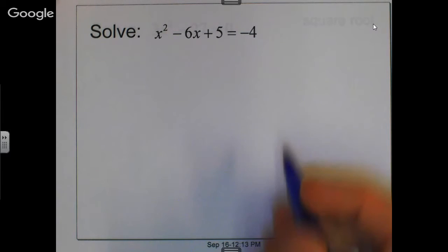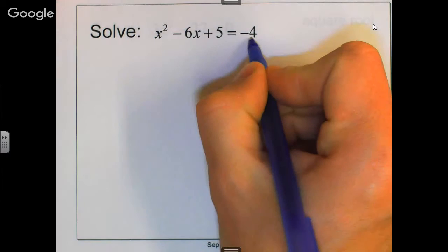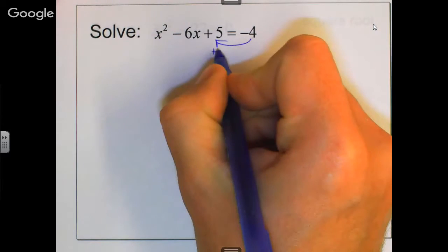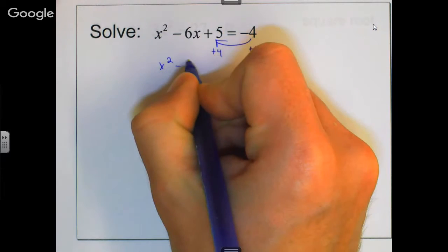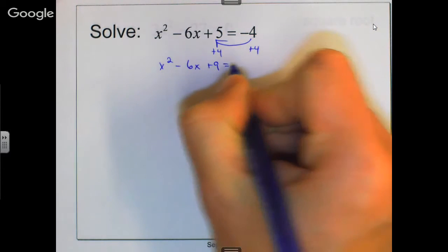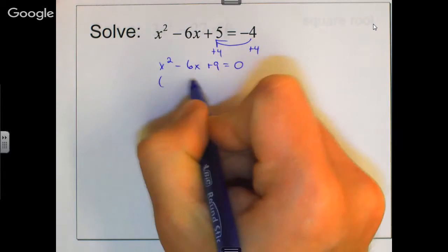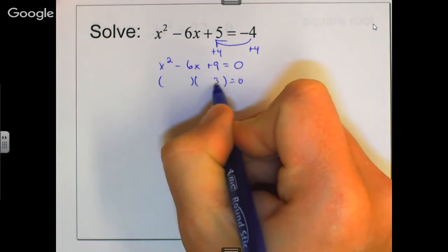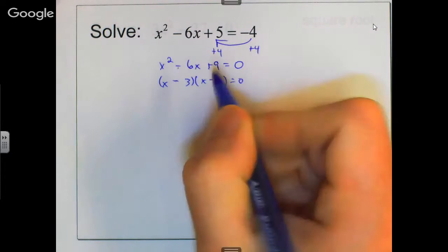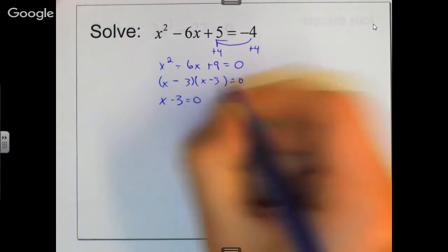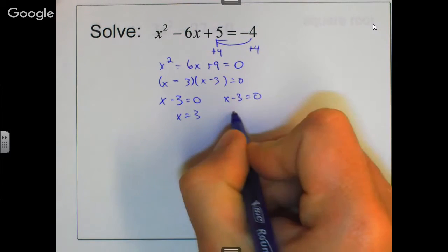Now if you notice on this one here, it does not equal 0. So before we can factor it, we must get this to the other side. We will add 4 to both sides. So x squared minus 6x plus 9 equals 0. Factors of 9 that add to 6: 3 and 3. The signs are the same, both negative. So you have x minus 3 equals 0 and x minus 3 equals 0. x is 3, x is 3.